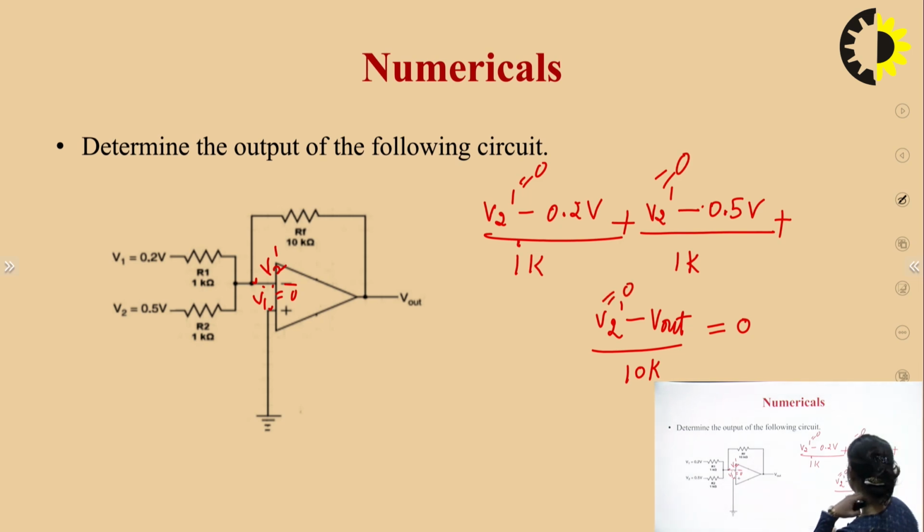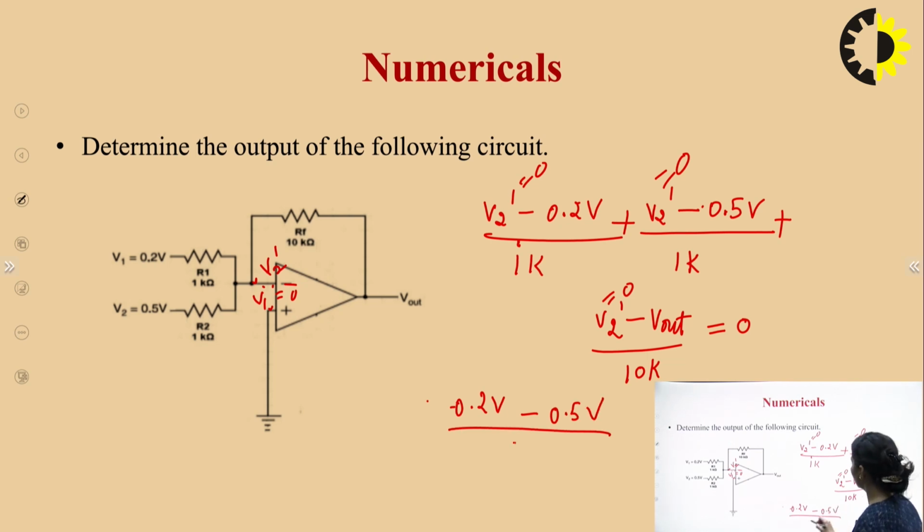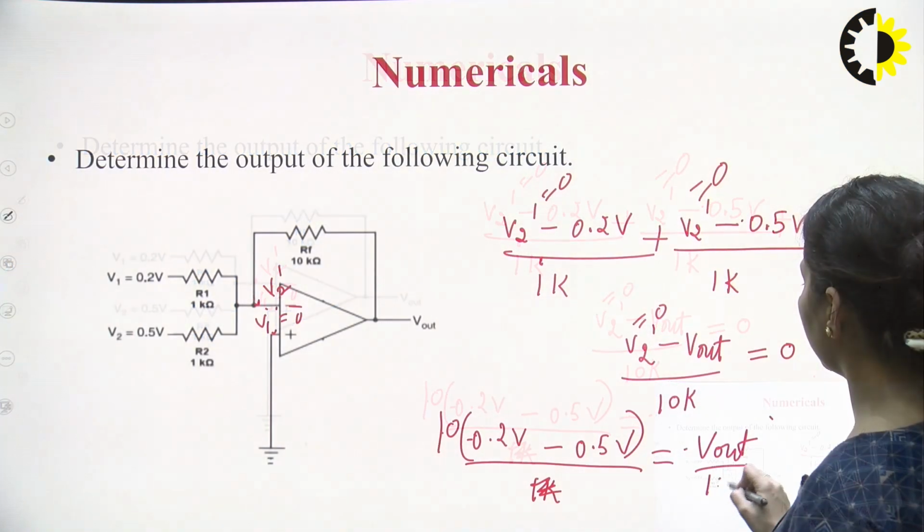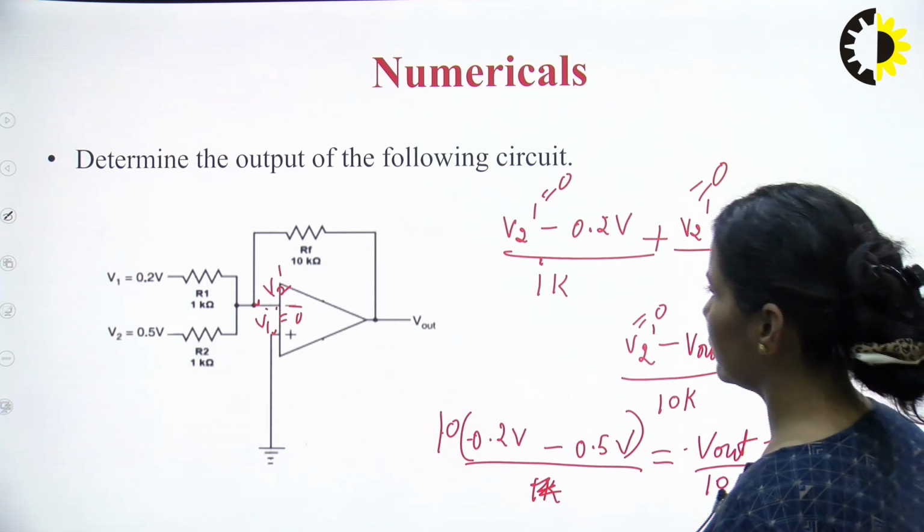So how will we solve this? Taking the minus of 0.2 volts, then again minus of 0.5 volts, and okay, so here you will multiply it with the 10, okay, plus, okay, now again you will take this on the other side, that is Vout upon 10K. So in this way you will get the solution.